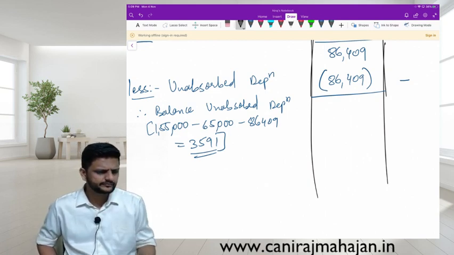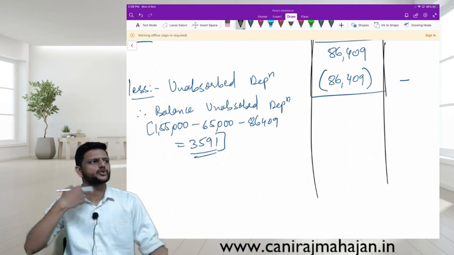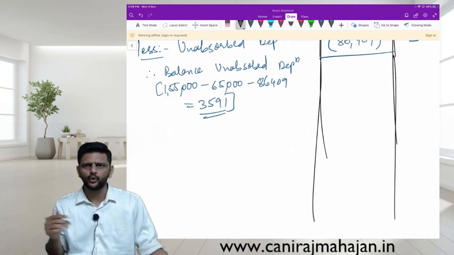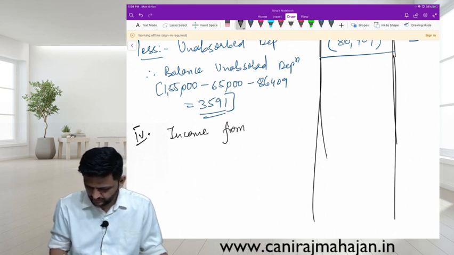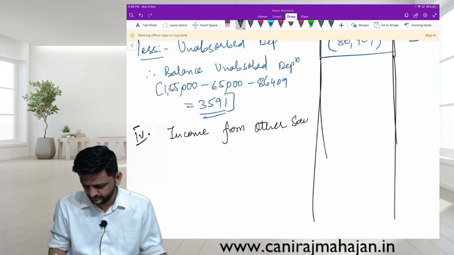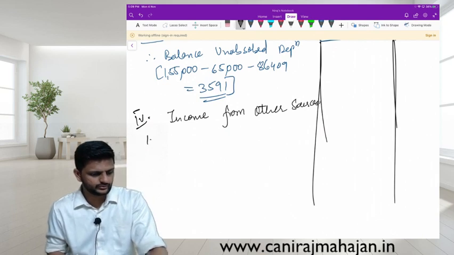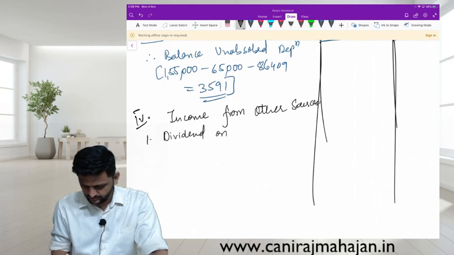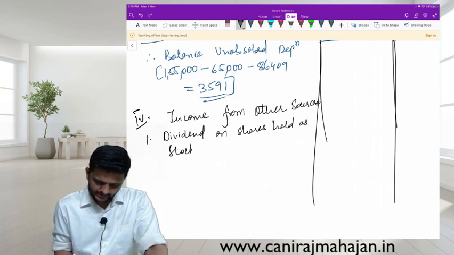Income from other sources do we have? We'll just write it, so we have to take the income and then again show as exemption. Point number, we had all the incomes, salary we had? No. So point number 4, income from other sources. Again for the sake of presentation. Correct? Dividend, yes or no? Dividend on shares held as stock in trade. How much?